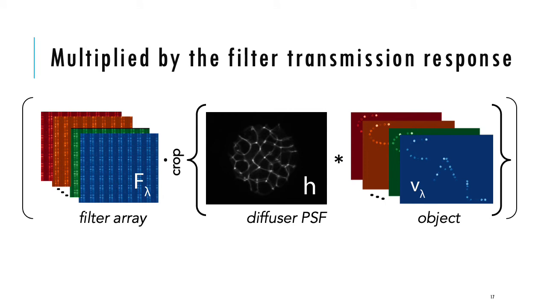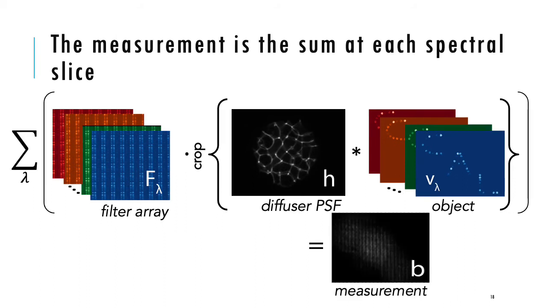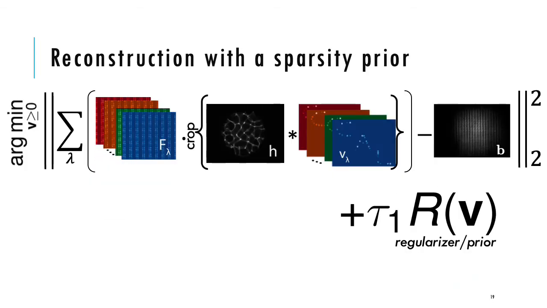The spectral array then filters the light shining on the image sensor with a unique transmission pattern for each wavelength slice. We can represent this step as pointwise multiplication. The measurement is then a sum of each of these slices, thereby encoding the 3D hyperspectral information into a 2D measurement. From this 2D measurement, we need to recover back the underdetermined 3D hyperspectral data cube.